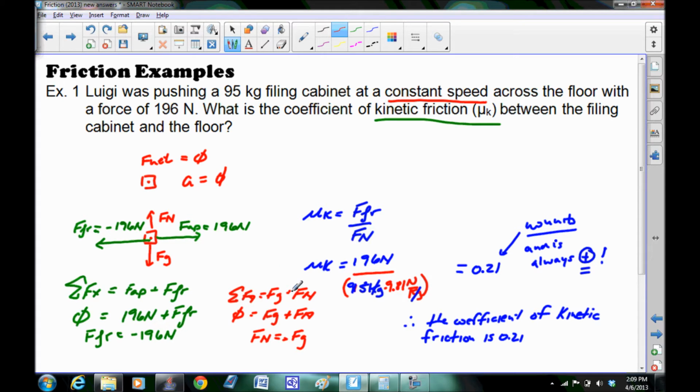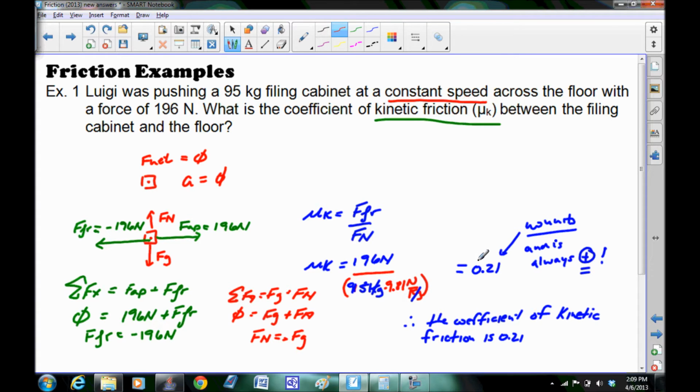Now similarly, when we look at the vertical forces, gravity and normal are opposing each other, and they cancel each other out. So we know that the normal force is equal to the negative force of gravity. So what I can do is substitute these values into my coefficient of kinetic friction formula. I know my friction force, I know my normal force, and we get a value of 0.21. So therefore the coefficient of kinetic friction is 0.21 between the cabinet and the floor.